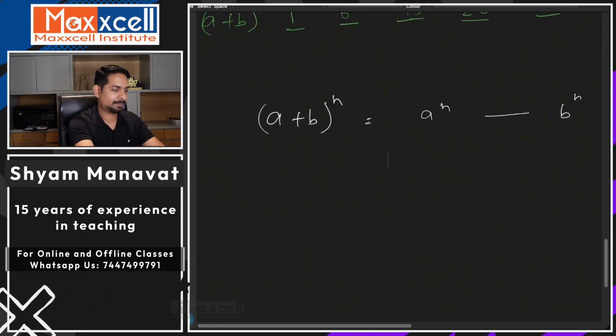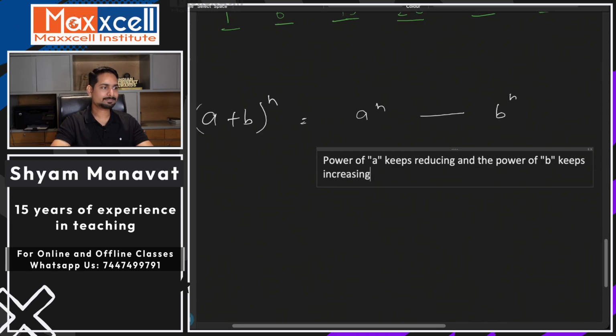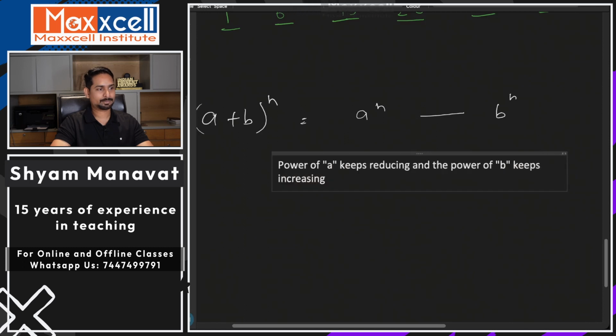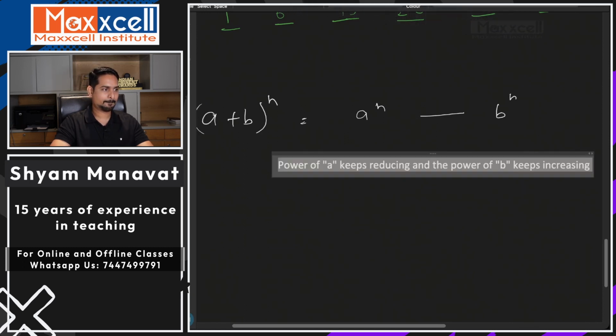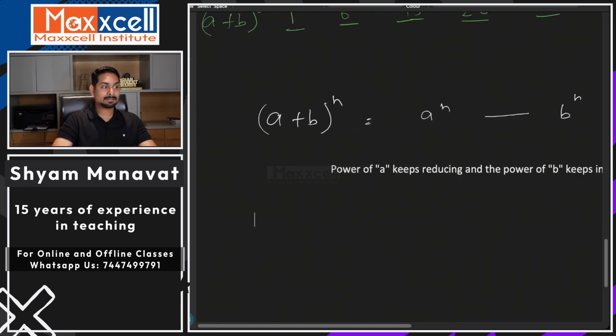So next, what we understood here is the power of a keeps reducing and the power of b keeps increasing, right? That is the second point. Do you agree with me? Yeah? Great. Okay. Then, so this is the first point, this is the second point. What else?